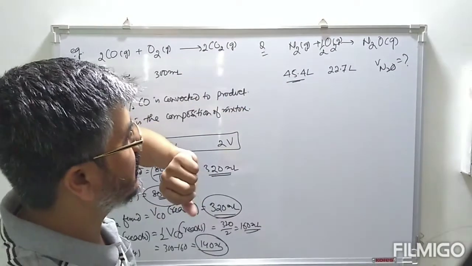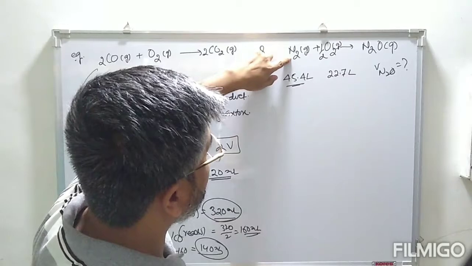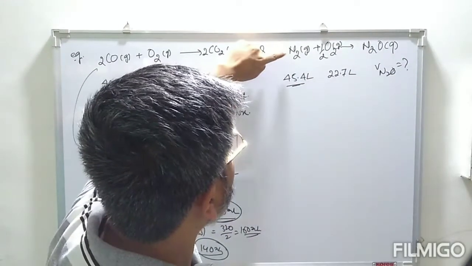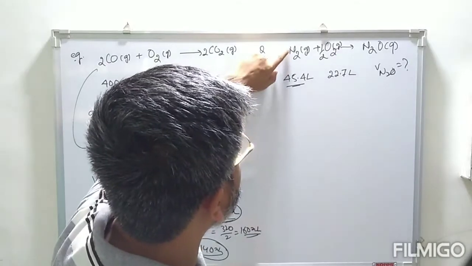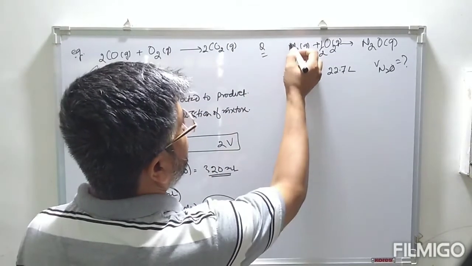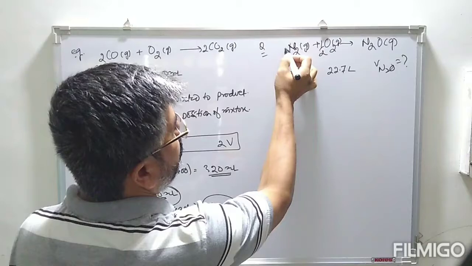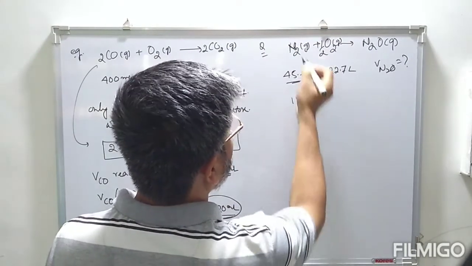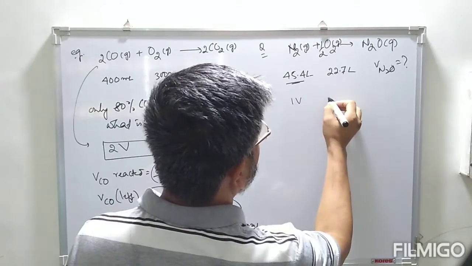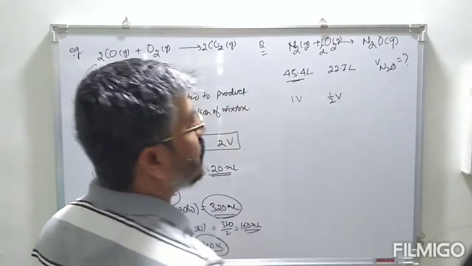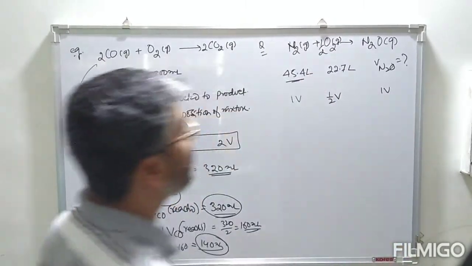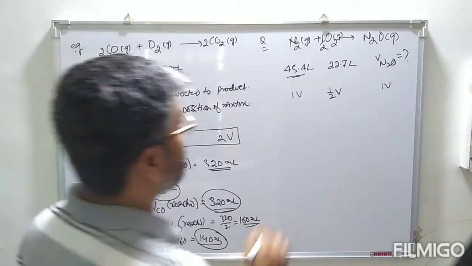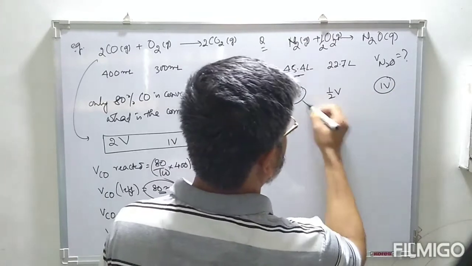So if you look at this, N2 combines with oxygen to give you N2O gas. The equation is balanced. We have coefficient 1, we have coefficient 1. So 1 volume of N2 will react with half volume of O2. This will give you 1 volume of N2O. So the ratio is 1:1.